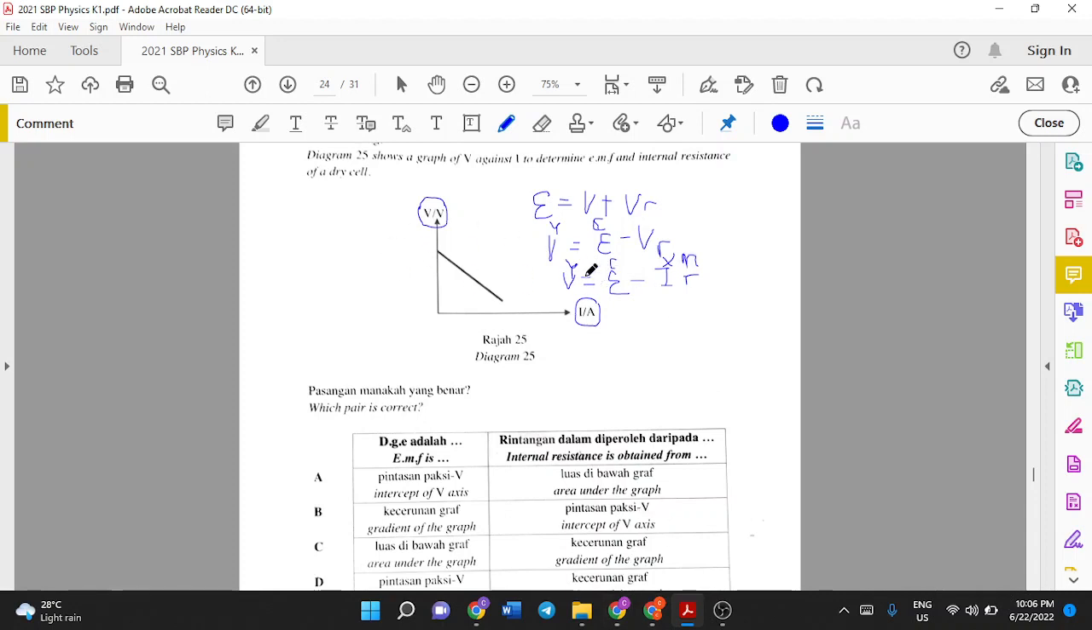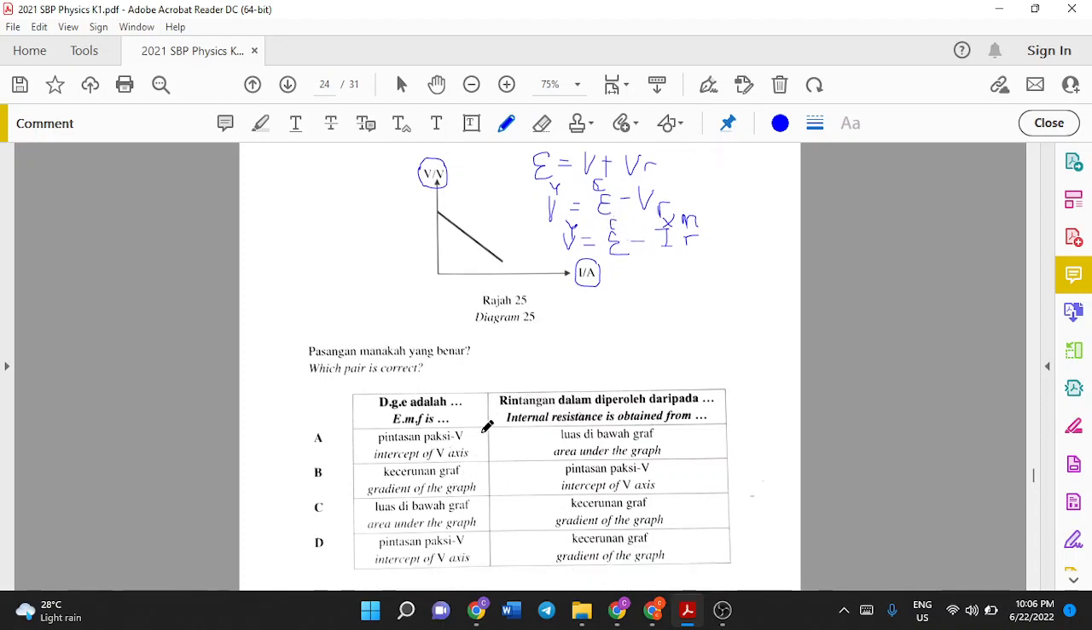So from here we know that the electromotive force, EMF, is the intercept. So it's the intercept of the V-axis. This is correct, and our internal resistance is our gradient. Okay, it's our gradient. So the answer should be D.